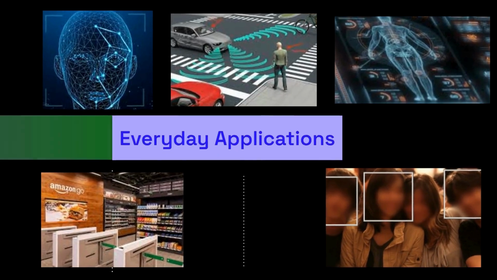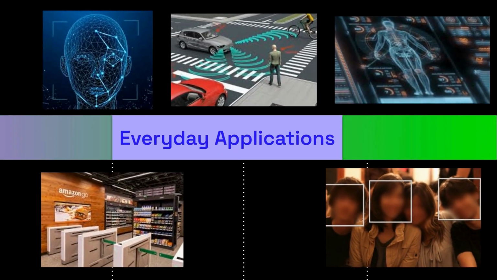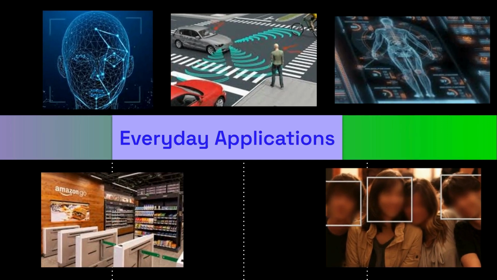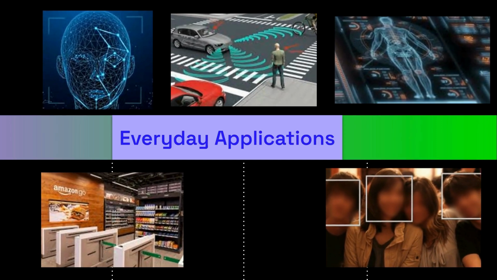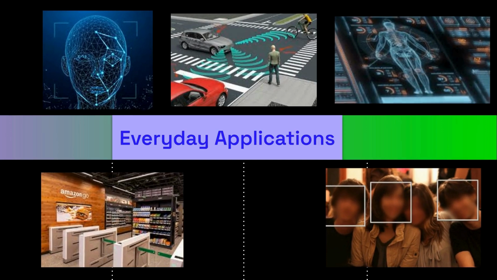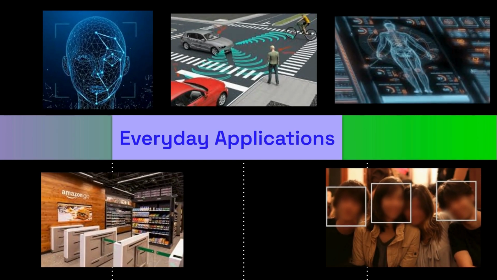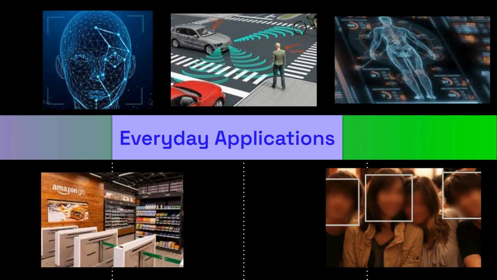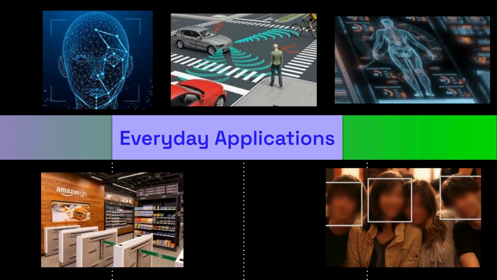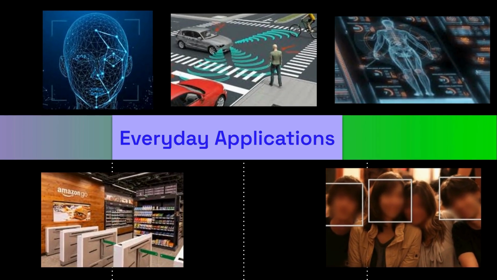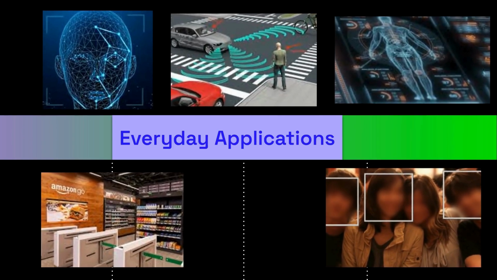Computer vision isn't just in research labs, it's already part of our daily life. Let me share some familiar examples. First is face unlock. When you hold your phone to your face, the camera captures your features, compares them to stored data and instantly decides if it's you. That's computer vision in action.